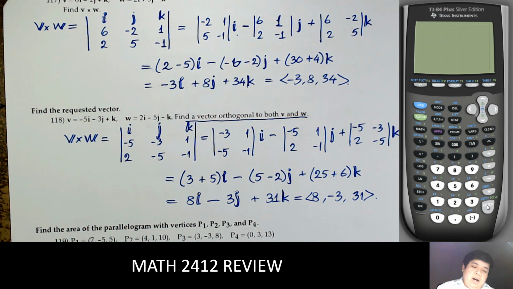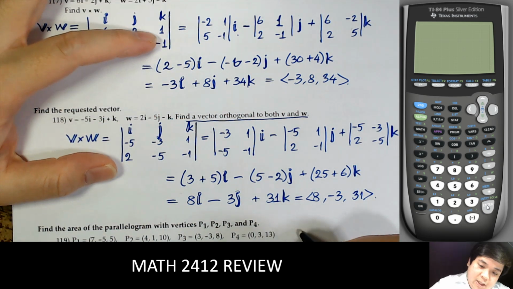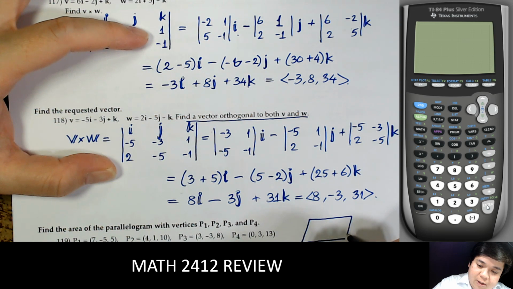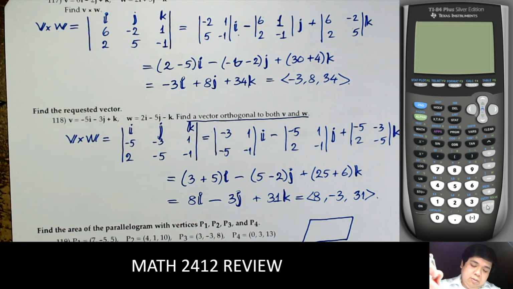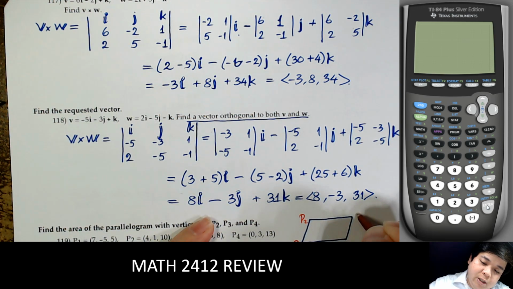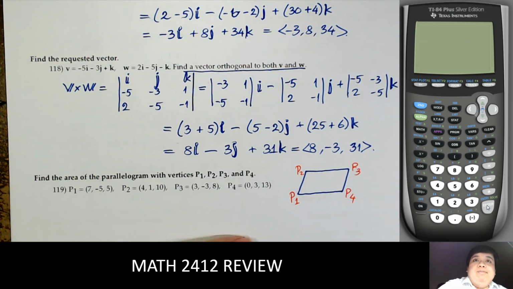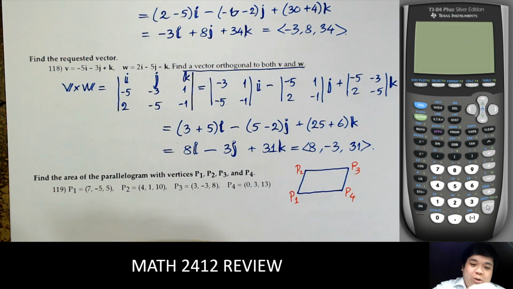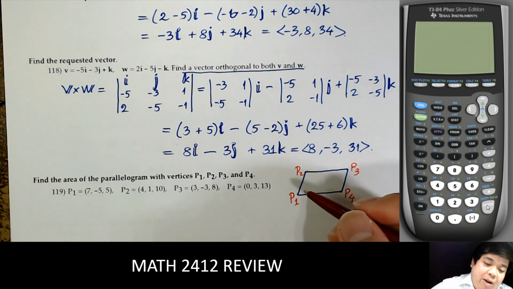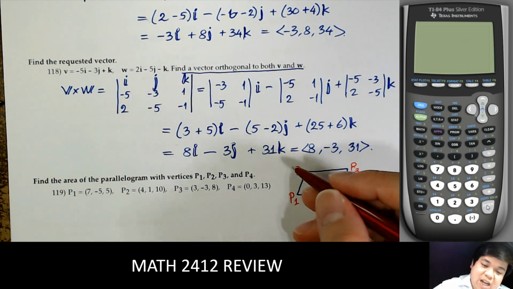Right, next, the area of the parallelogram. So let's say we have a parallelogram. So say we have P1, P2, P3, P4. We assume that the points are given in that orientation. They're not going to trick us with P1, P2, P3, P4 kind of twisted around. Right. Let's assume they are just in that order nicely.